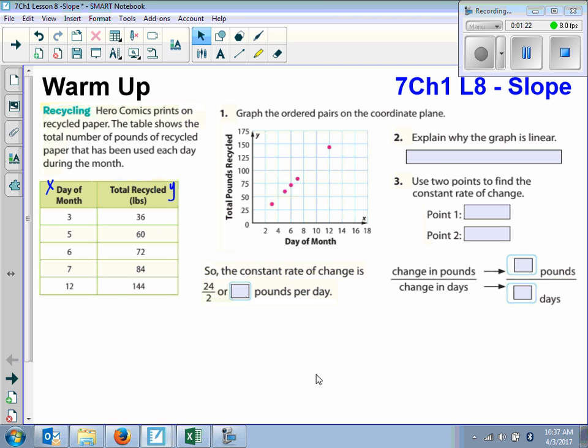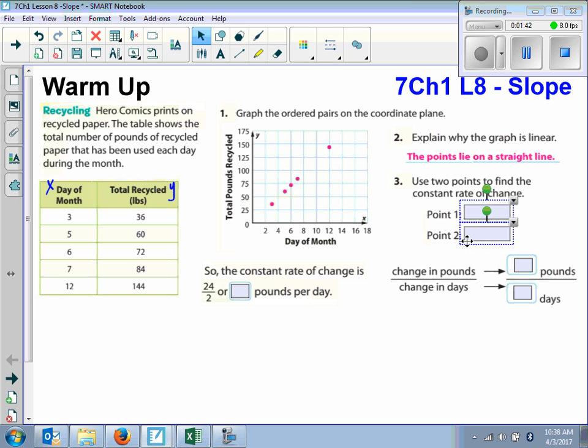Good. Now, this is a linear graph. Anybody explain why this graph is linear? Because it is a straight line. Very good. Now we're going to use 2 points to find the constant rate of change. So let's go ahead and use 3, 36, and 5, 60.